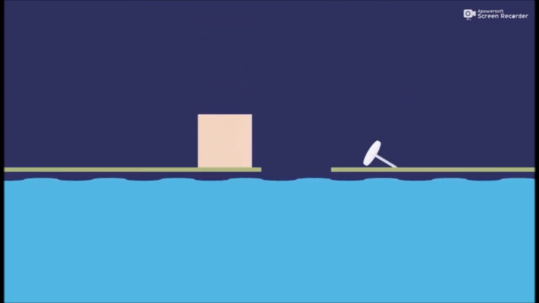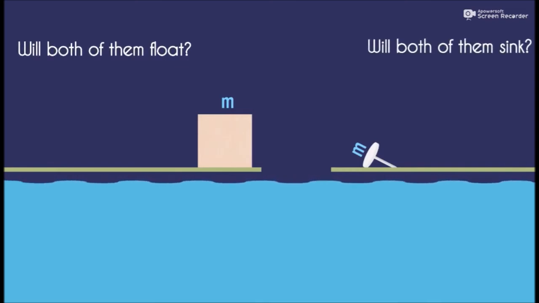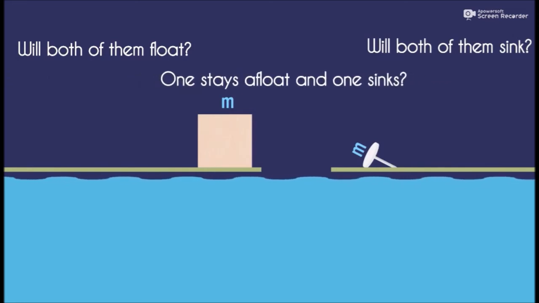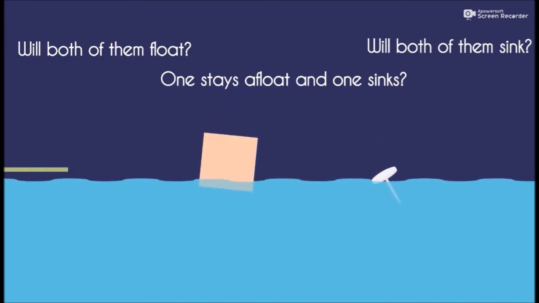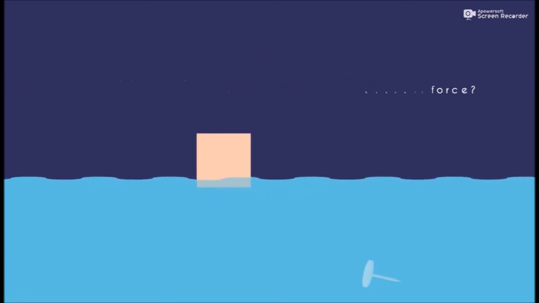Now, if we drop a piece of balsa wood and a metal drawing pin of the same mass into a container filled with water, what do you think will happen? Will both of them float? Will both of them sink? Or will one stay afloat and one sink? By intuition, we can say that the wooden block will float and the metal pin will sink. But if they are of the same mass, why does this happen? Shouldn't both float because of the buoyant force? This happens because of the difference in their densities.